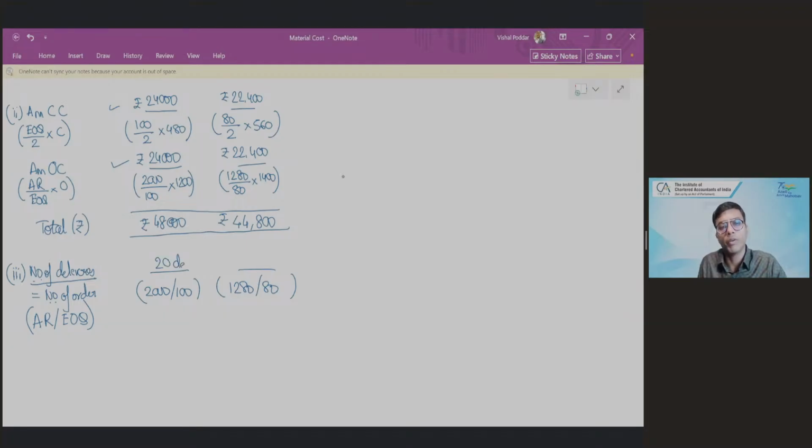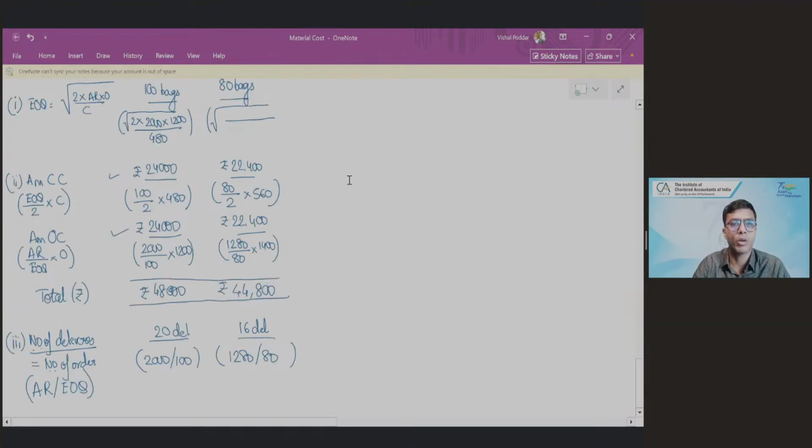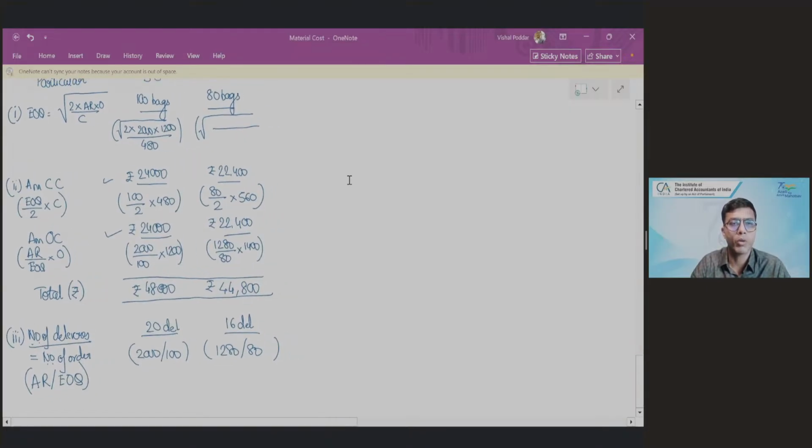So here I will be placing the order 20 times. It means I will be receiving the deliveries 20 times. Here I will be doing it 16 times. Right, students? I hope this is perfectly clear to all. Khushi, I hope you got the answer. How are we getting 180?